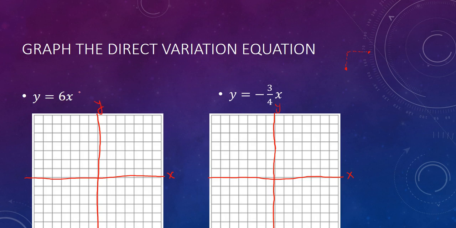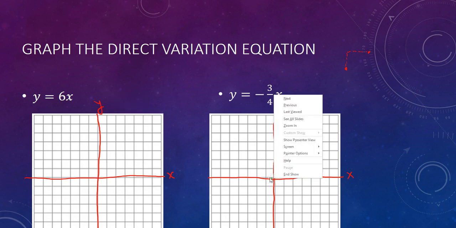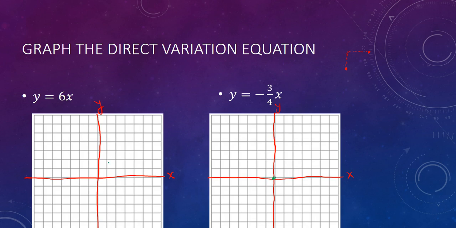Remember, since these are direct variation, there's no number after it, so it's 0. So both of these equations are going to start at 0 because there's no number at the end. Now, like I said, we're going to use this rise over run idea. So here 6 is our slope, or our constant of variation. So I want to make that a fraction so that I have a rise and a run. So 6 over 1 is the same as 6.